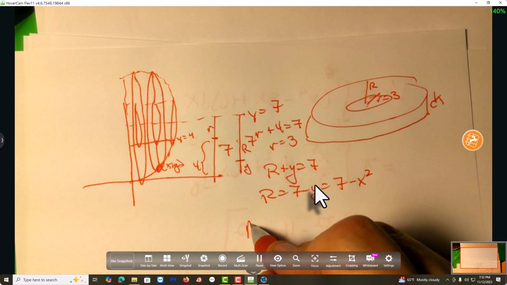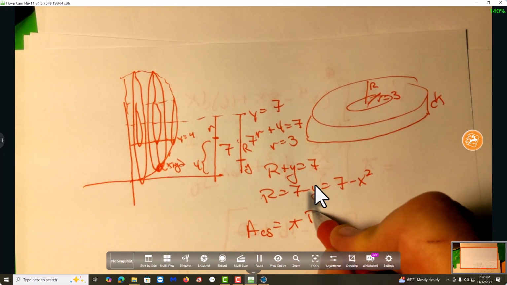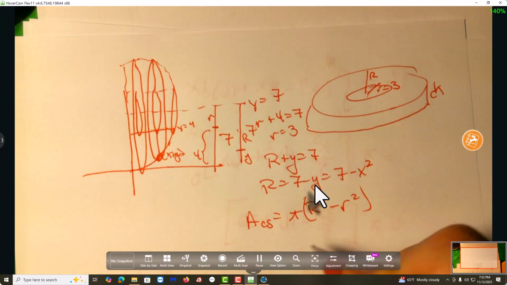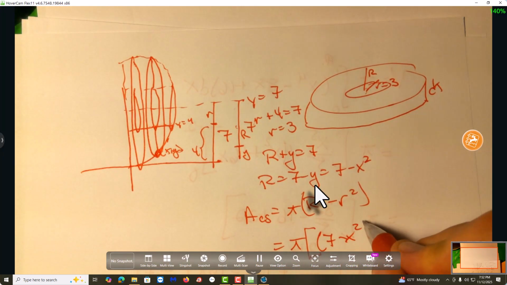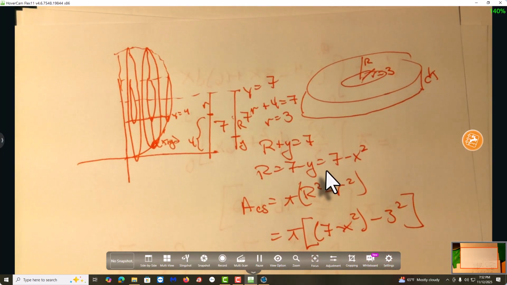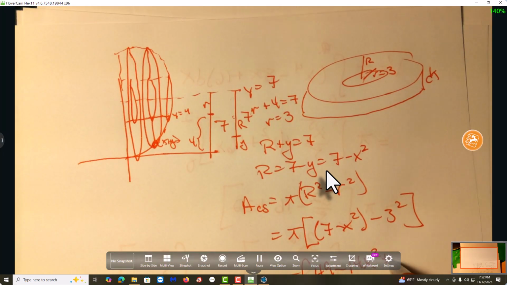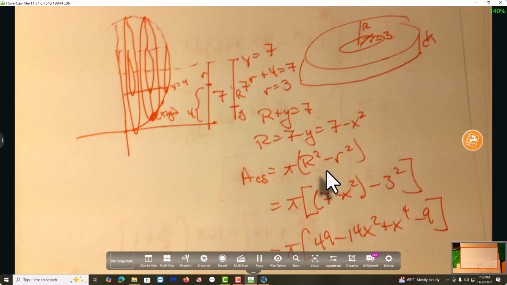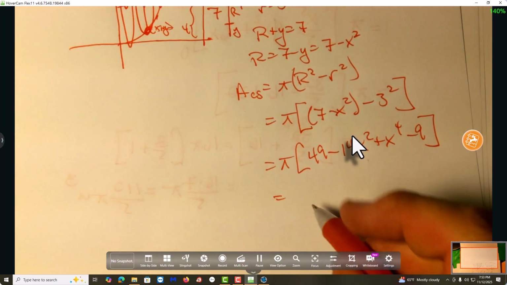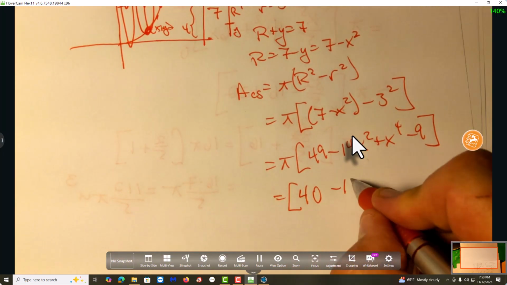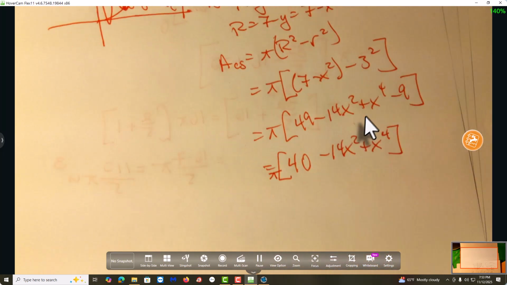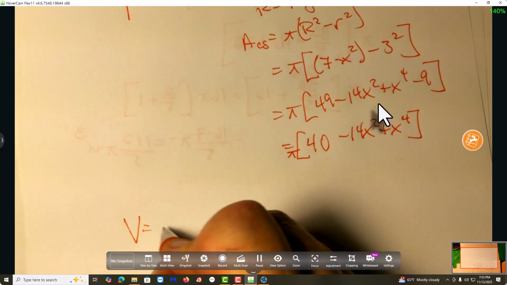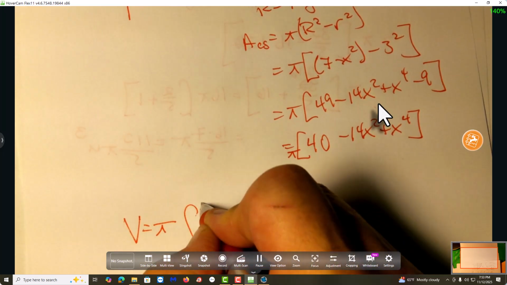So the area of my cross-section is pi times big R squared minus little r squared. So this is pi times (7 minus x squared) squared minus 3 squared. This is pi times (49 minus 14x squared plus x to the 4th minus 9). 49 minus 9 is 40, minus 14x squared plus x to the 4th. And you should notice that Mr. Isaac dropped his pi. So the volume of this solid is pi times the integral from 0 to 2.